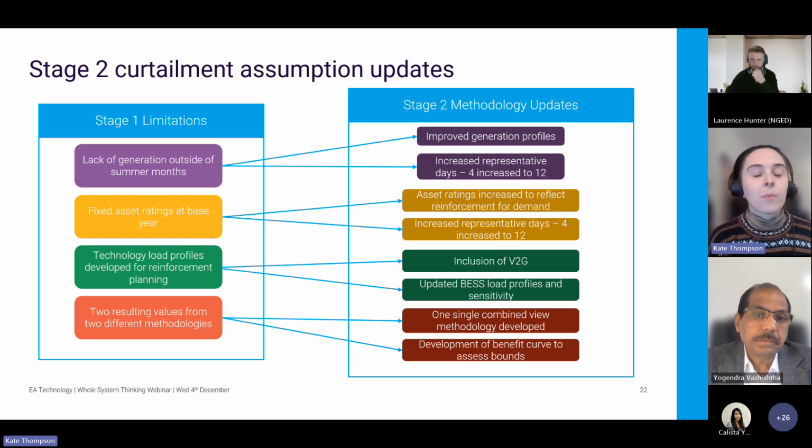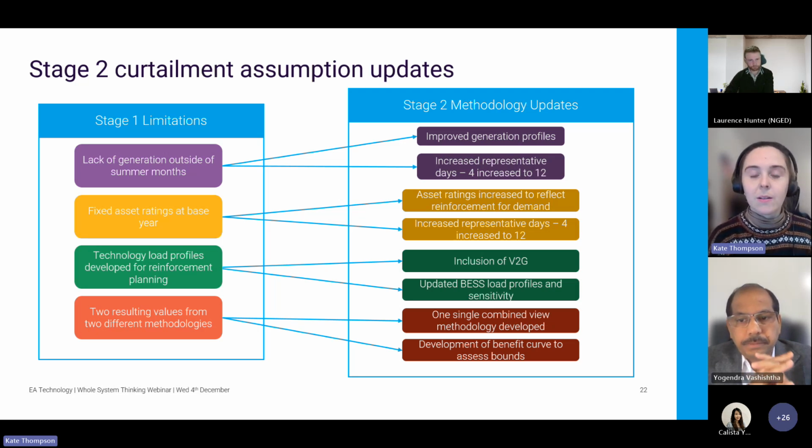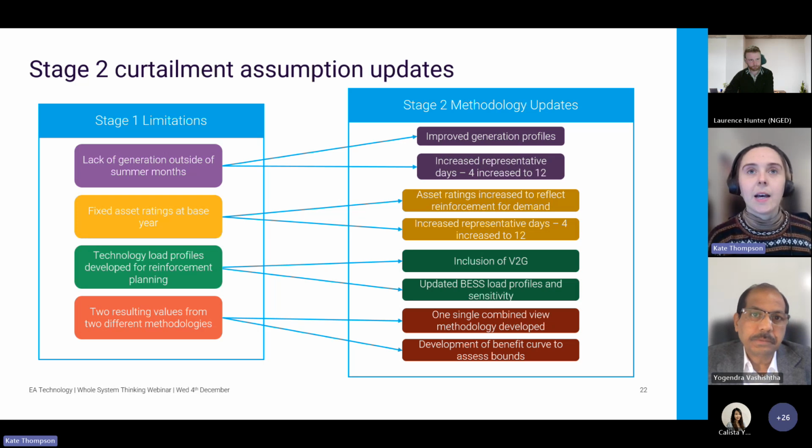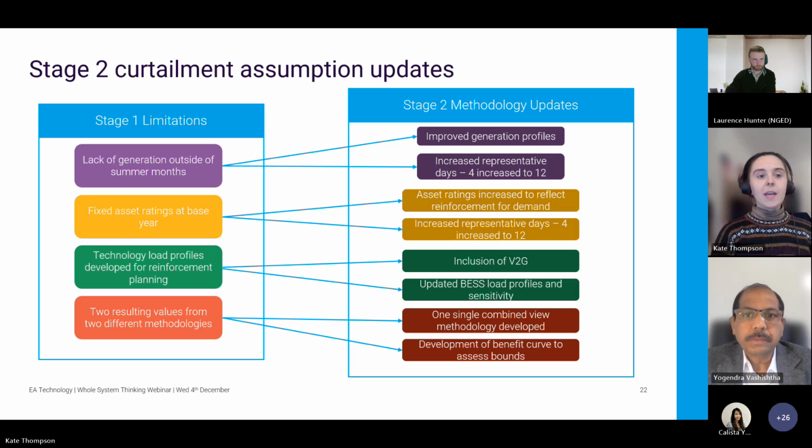In order to prevent this limitation moving into stage 2, we developed a series of improved generation profiles for wind and solar, and we increased our representative days from 4, so 1 for each season, to 12, where we had 3 within each season, so winter, summer, intermediate warm, and intermediate cool still. But within these seasons, we had a peak generation day, a peak demand day, and then an average day.